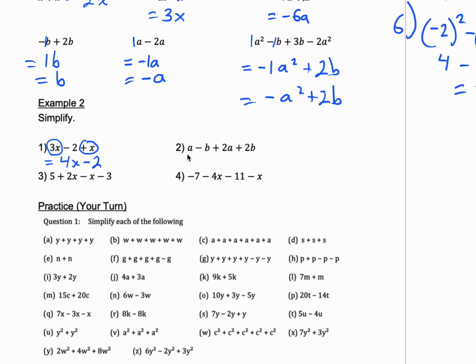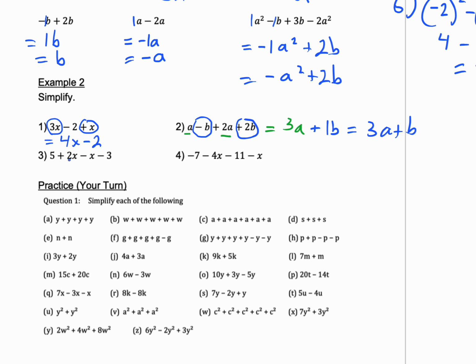Okay, now here we got a's and b's, so we can add the a's together. That's 1a plus 2a is 3a. And then for the b's, we've got negative b and a plus 2b. So that's negative 1 plus 2 is positive 1b, or just 3a plus b. We don't need to write the 1.